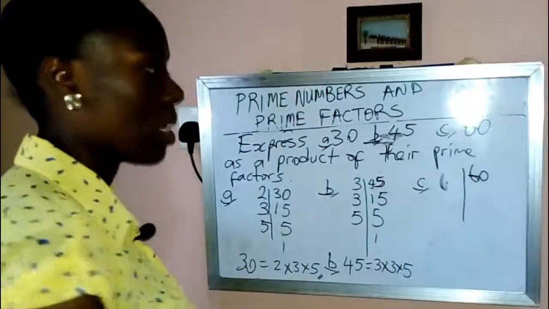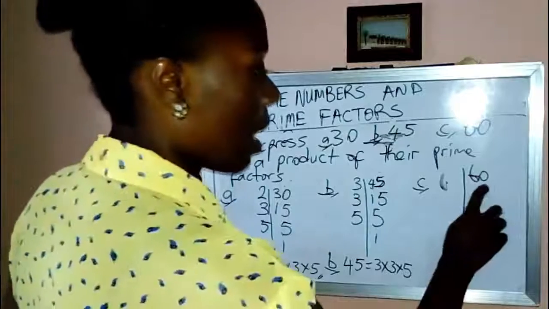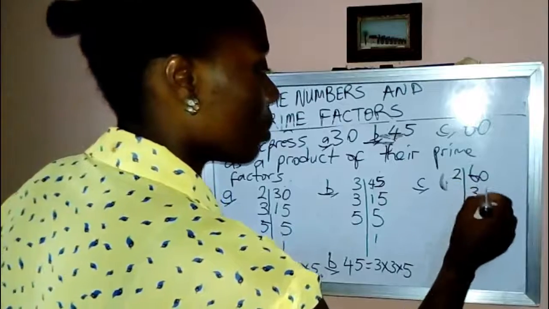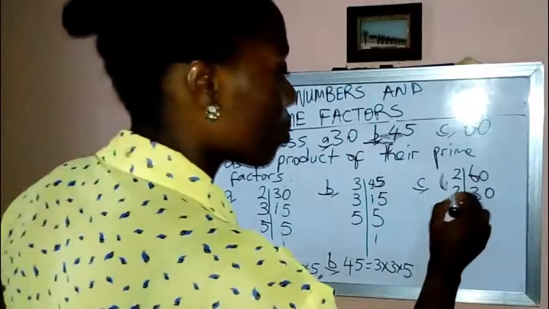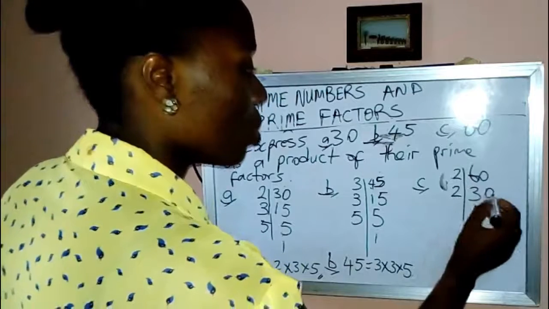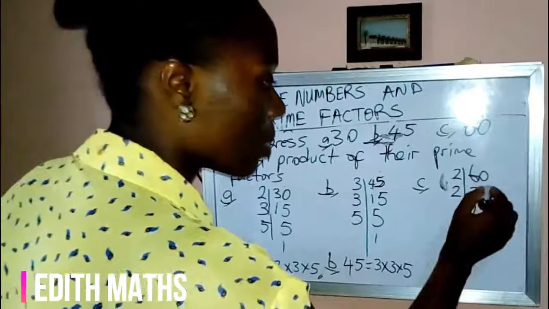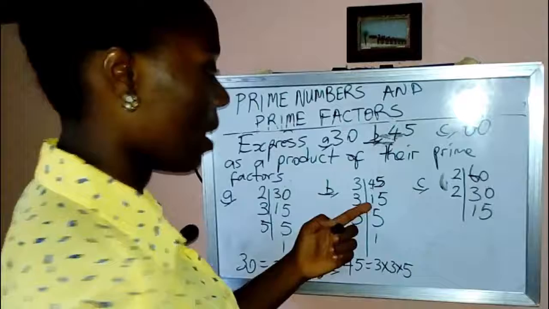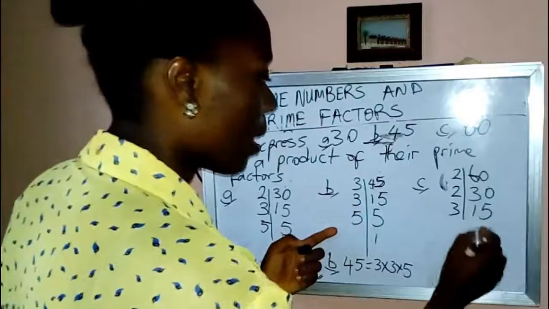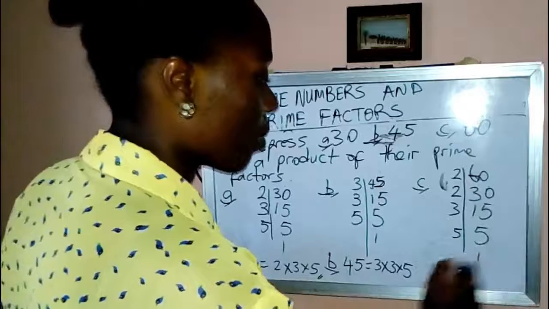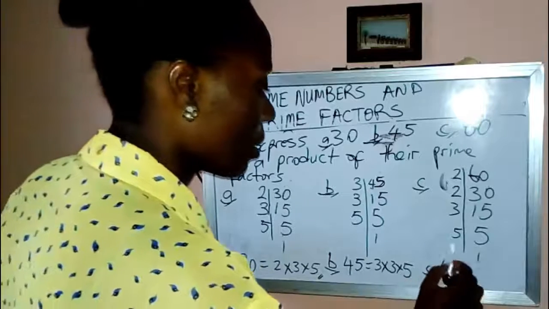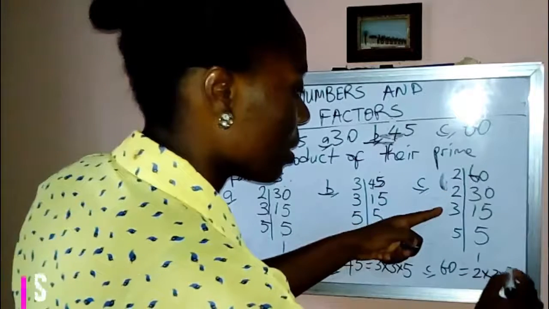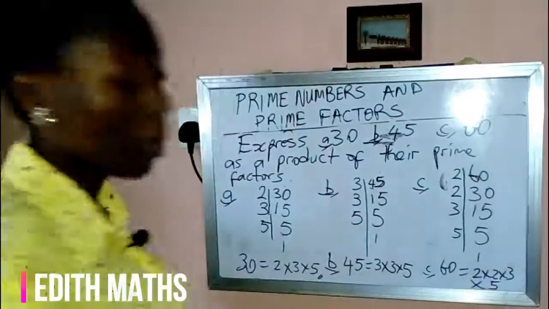60. The smallest number that can go into this is 2 because this is 0. 2 into 6 will give us 3. 2 into 3 will give us 1, remainder 1. My remainder, I put it here. So 2 into 10 will give us 5. So we'll continue from here. 3 goes into 15, gives us 5. 5 into 5, we have 1. So our answer, 60 equals 2 times 2 times 3 times 5. Forgive my board, please.